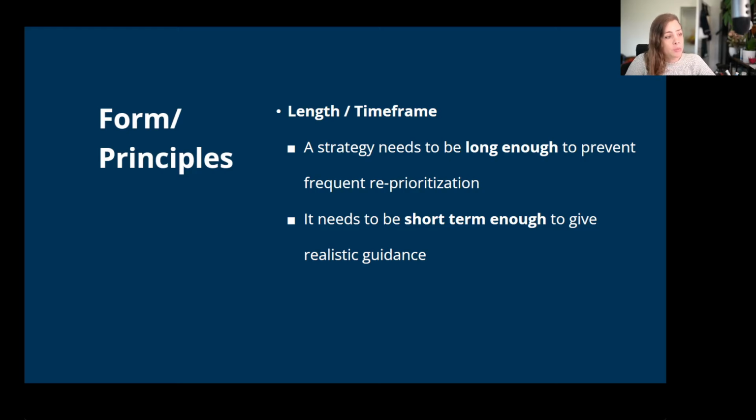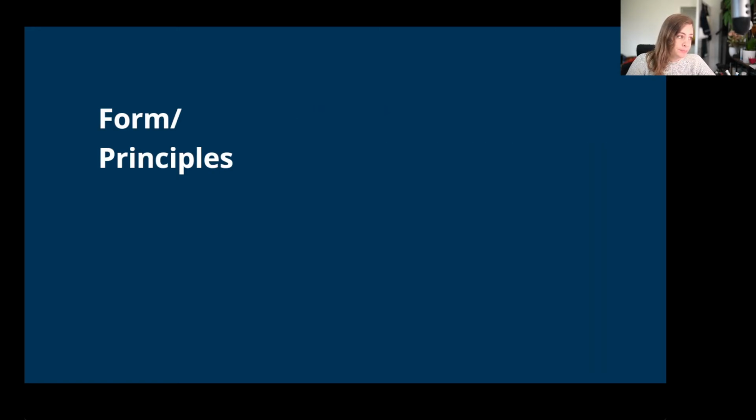But it needs to also be short-term enough to give realistic guidance. And this is quite important. You still want to make sure that your goals are not somewhere in the sky and nobody can relate to them. If you are, as a pre-product market fit company, giving out a strategy that goes for like 5-6 years, nobody can follow it because you're so early in the company. It's very difficult to predict the market anyways. You might not have found your product market fit, and this is just not going to help in the bigger picture.